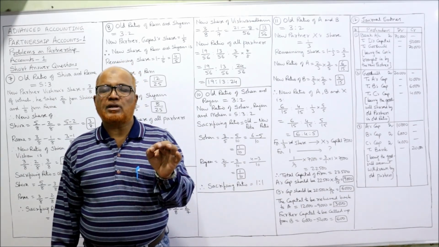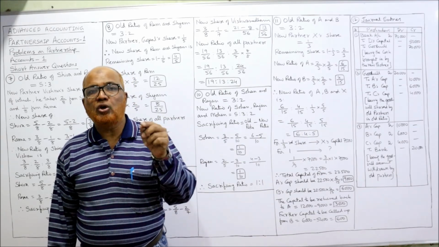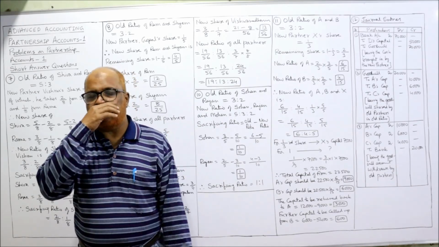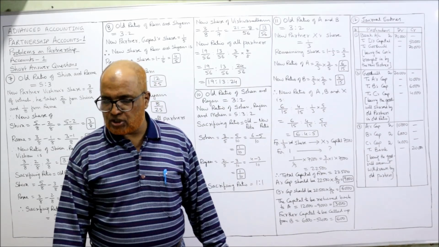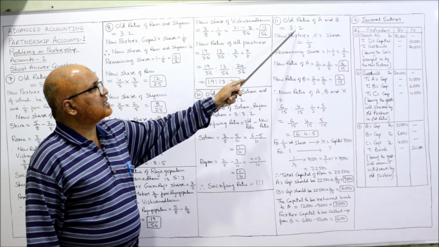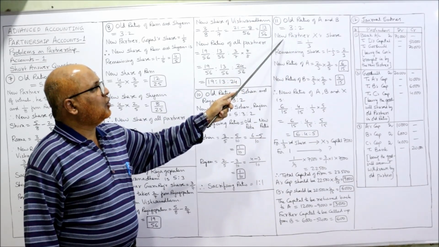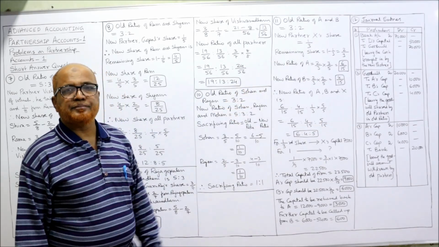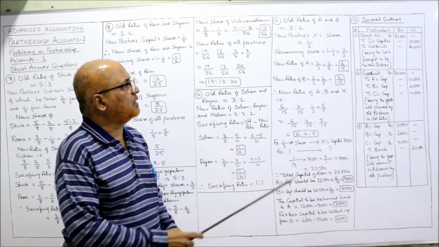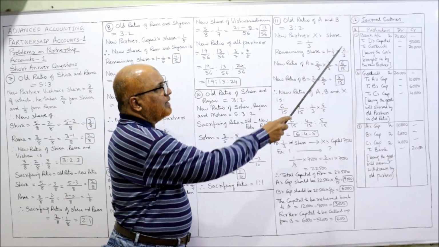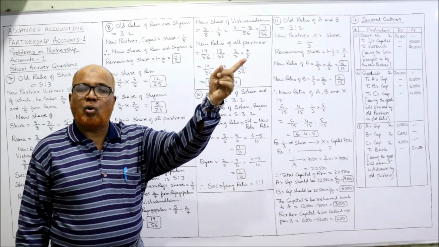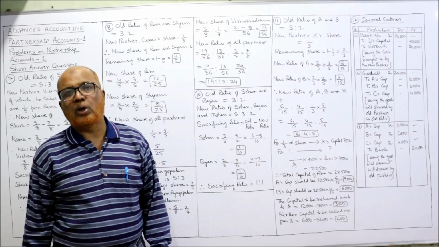What should be the capital of the old partners according to the new profit sharing ratio? So we have to adjust the capital of the old partners according to the new profit sharing ratio. First of all, we calculate the new profit sharing ratio. Old ratio of A and B is 3 is to 2, and new partner X's share is 1 by 3. So we have to calculate the remaining share. 1 minus 1 by 3 is 2 by 3. This 2 by 3 remaining share will be shared by old partners A and B in the old ratio.